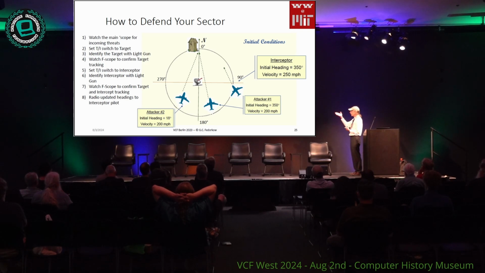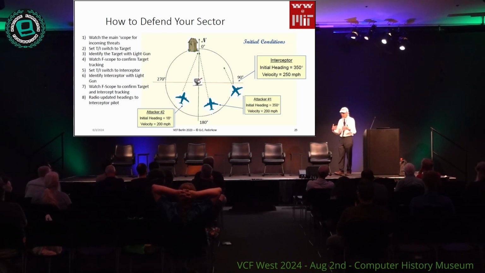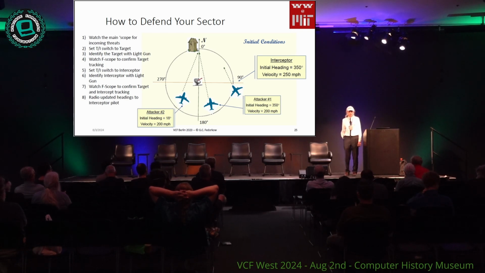In this demo, that computed heading was displayed on a light panel, because everything was buttons and lights. It was displayed on lights, and the computer operator would get on the radio and talk to the interceptor pilot and say, hey, 302. And the pilot would fly heading 302. Okay, so that's what they're trying to do.